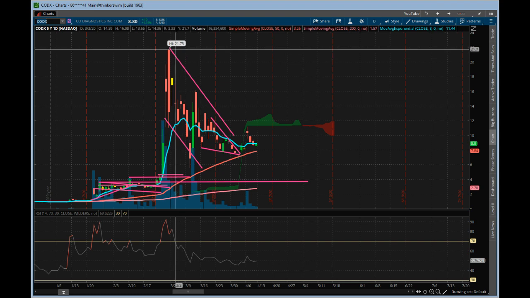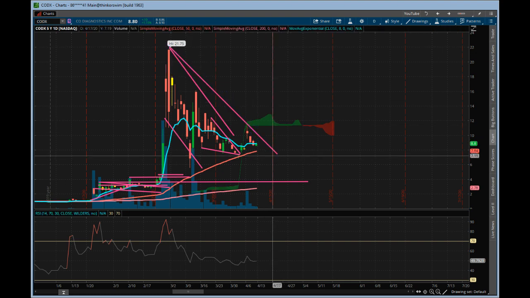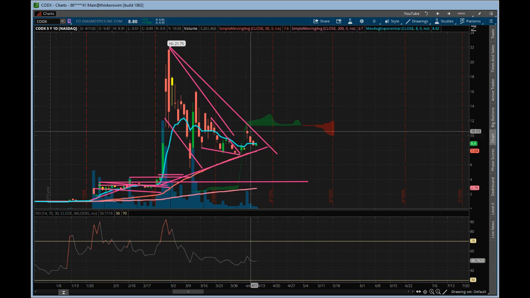A couple of nice Corona plays right here. At this point, it looks like a triangle type thing that we're working on. So just see how it handles those geometric levels there.